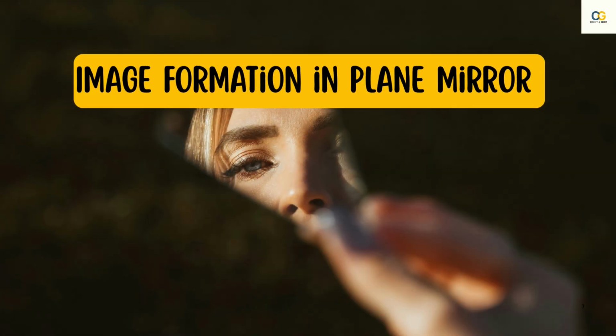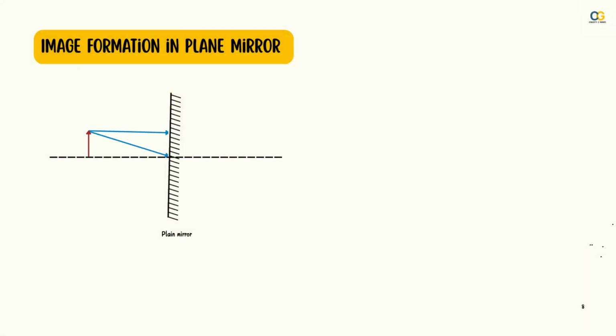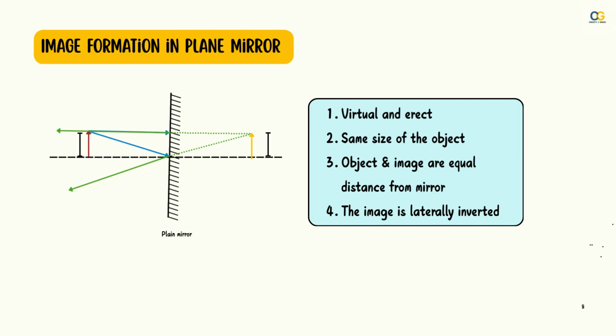Moving to image formation by a plane mirror. When we see in a plane mirror, it is a reflection of ourselves which is usually virtual and erect. It is the same size as that of the object. The object and image are equidistant from the mirror and the image is laterally inverted. That is, your left and right change itself.